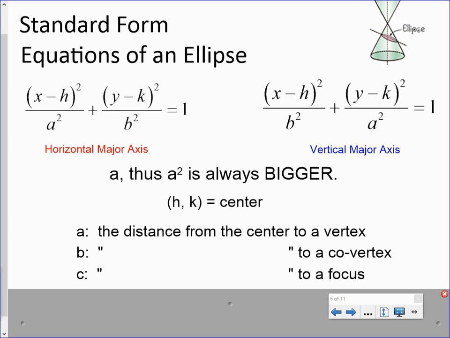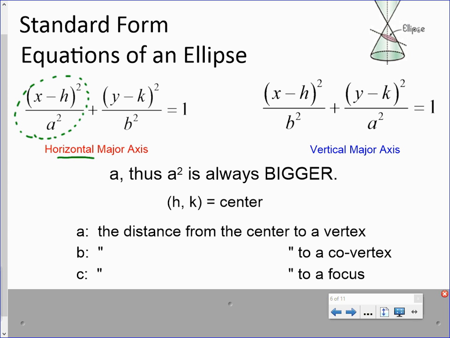So you're always going to have these numbers in the denominator, and in order to decide which one is a squared and which one is b squared, you look for the bigger number. The bigger number is always your a squared. To determine your major axis, if your bigger number, your a squared, is underneath the x, then you have a horizontal major axis because x is horizontal.